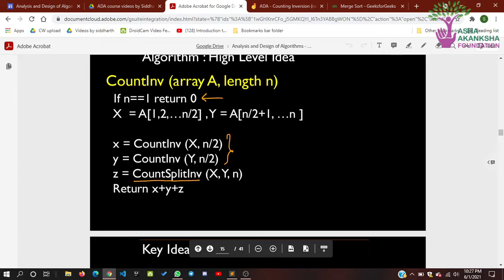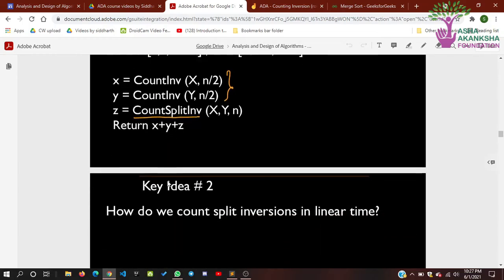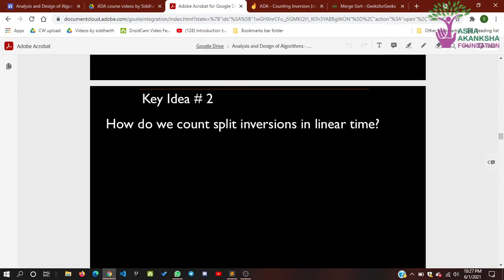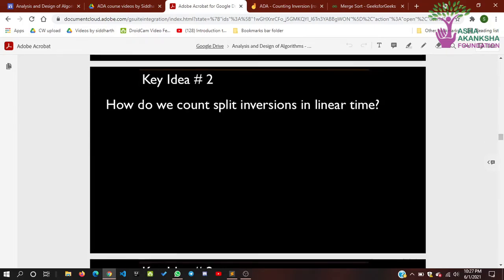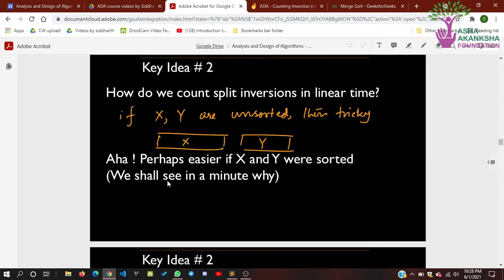It will take both of the arrays x and y, and the size, and it will give us the number of split inversions, and then we will just return the sum of all these three numbers. Hence we get the number of left inversions plus the number of right inversions plus the number of split inversions, and hence we get the total number of inversions. Now we have to find the number of split inversions in linear time. How do we do that?